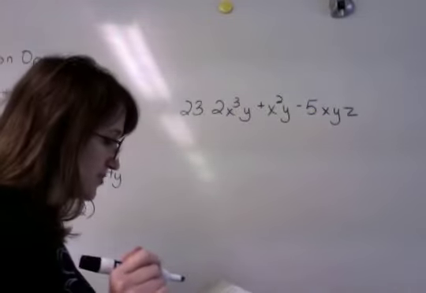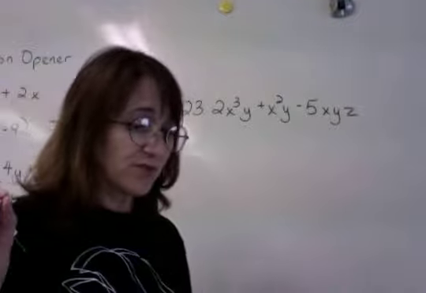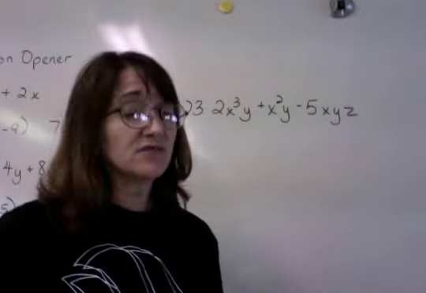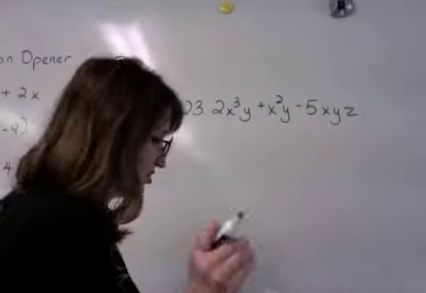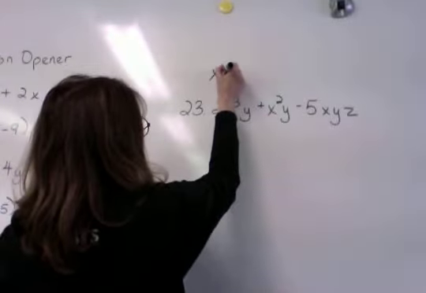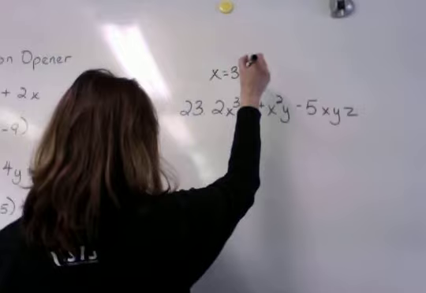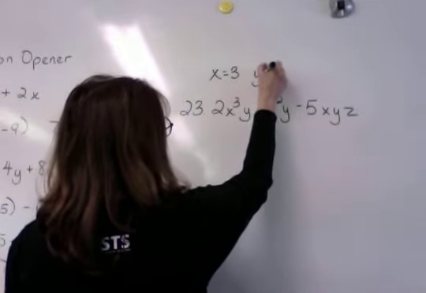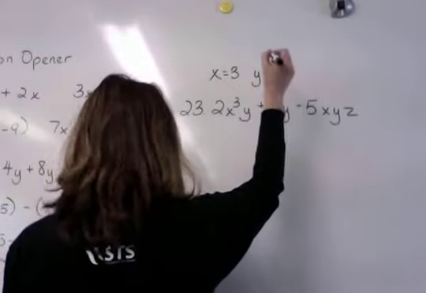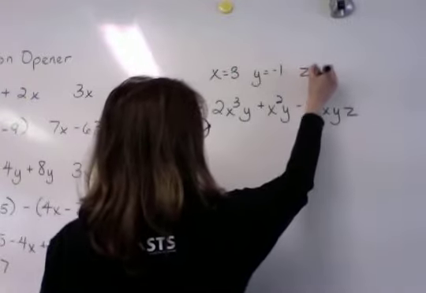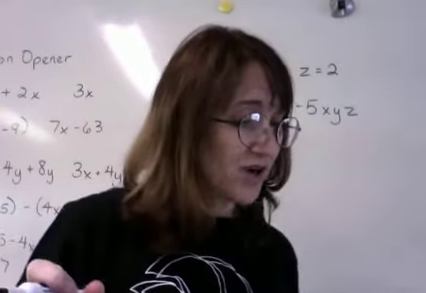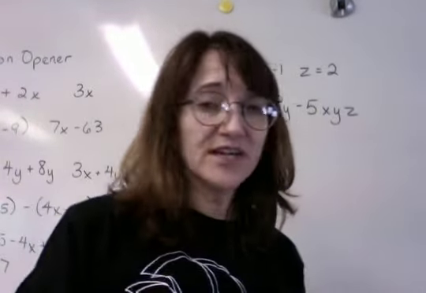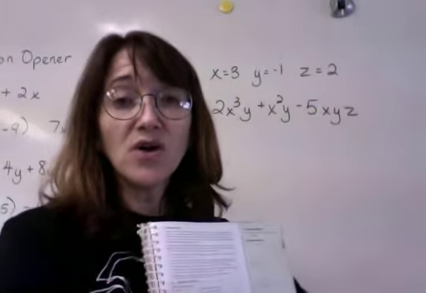Then it tells me in my instructions, before you say you don't know what you're doing, that quite often means you're just jumping around and not reading your instructions. It tells me to evaluate this when x is 3, when y is negative 1, and when z is 2. Now, some of you guys are really good at trying to keep everything together in your head and doing well.